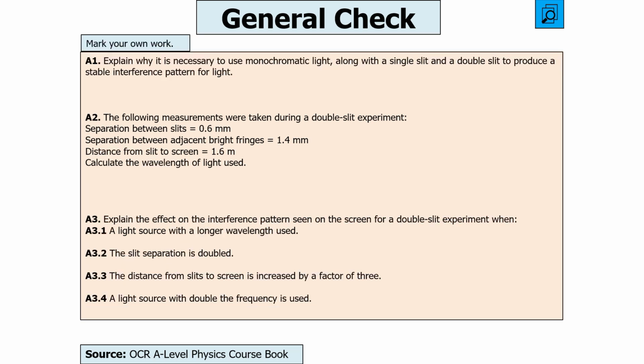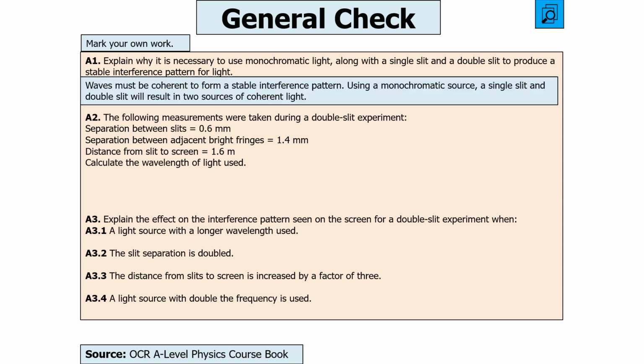Right, it's very important to note what the waves have to be to get a stable interference pattern, and that is the waves must be coherent. So that means they've got a constant phase relationship, the same frequency, the same wavelength, the same time period. And then using a monochromatic source, a single slit and a double slit will give you two coherent sources of light, so they will form a coherent and stable interference pattern.